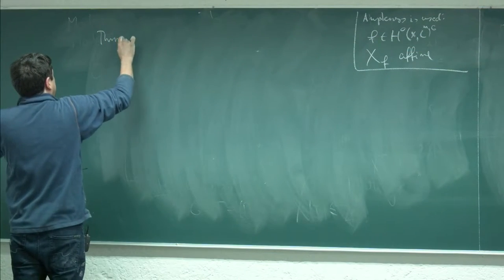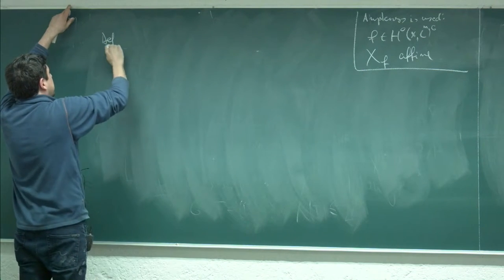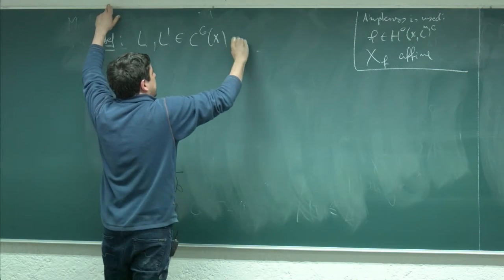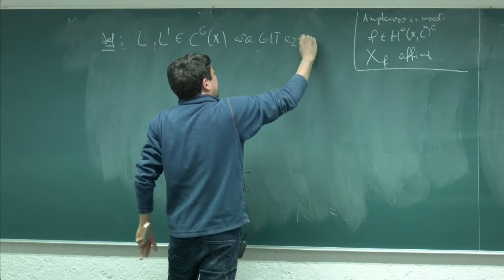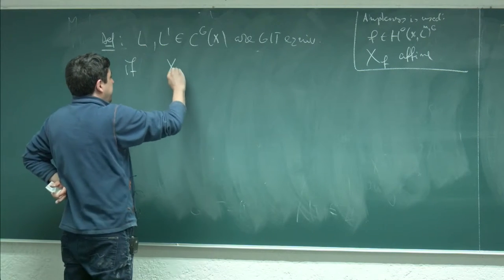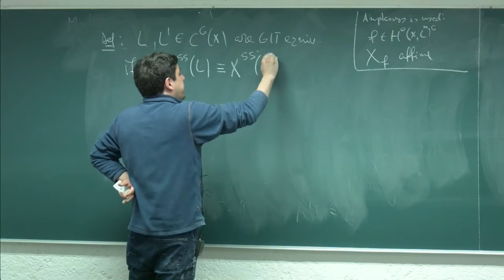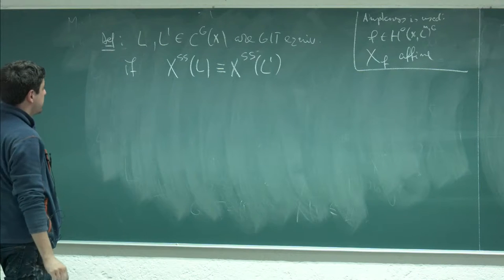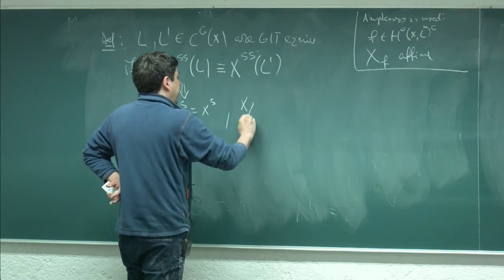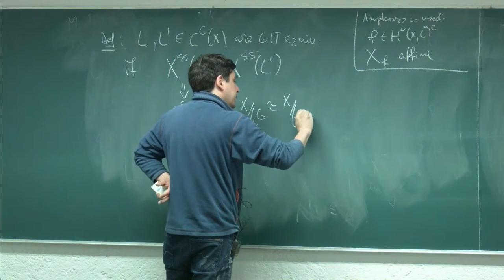So theorem, kind of, one prime. Okay, I need the definition first. So definition: we say that L and L prime in CG of X are GIT equivalent if X semistable of L is identified with X semistable of L prime. So this implies that X stable is equal to X stable, and that the quotients are isomorphic as spaces.